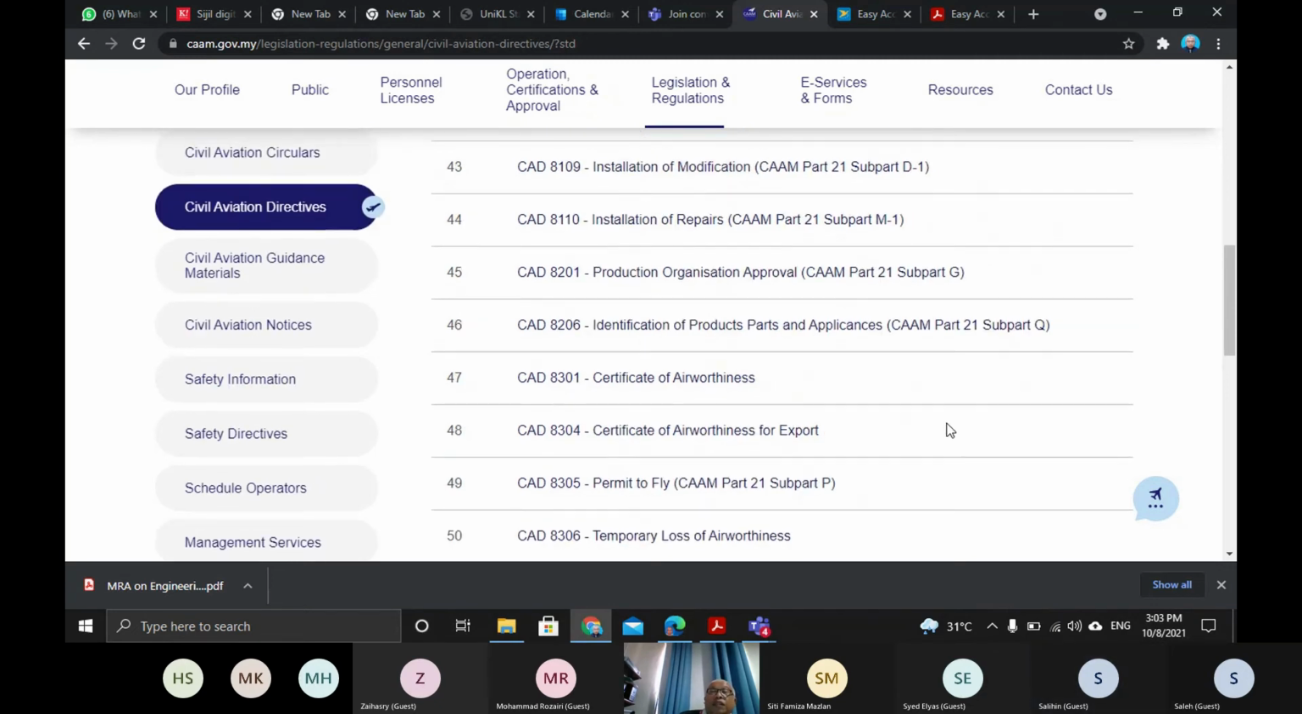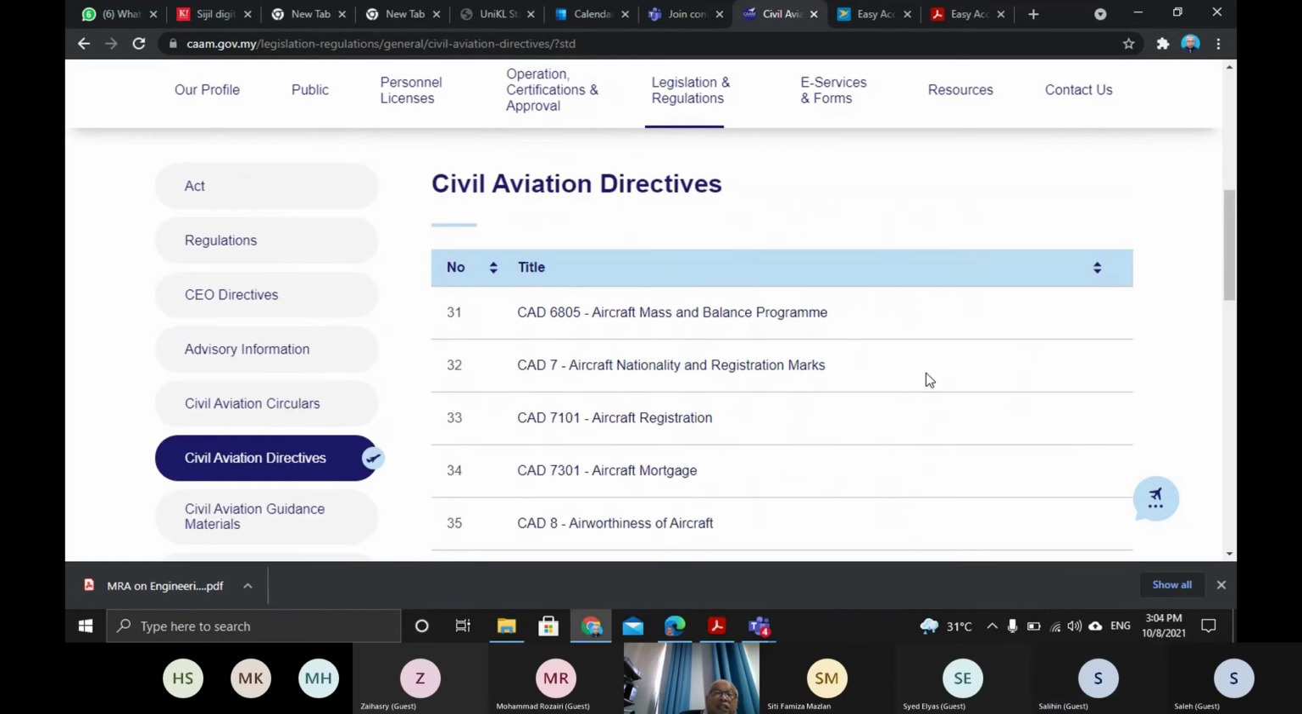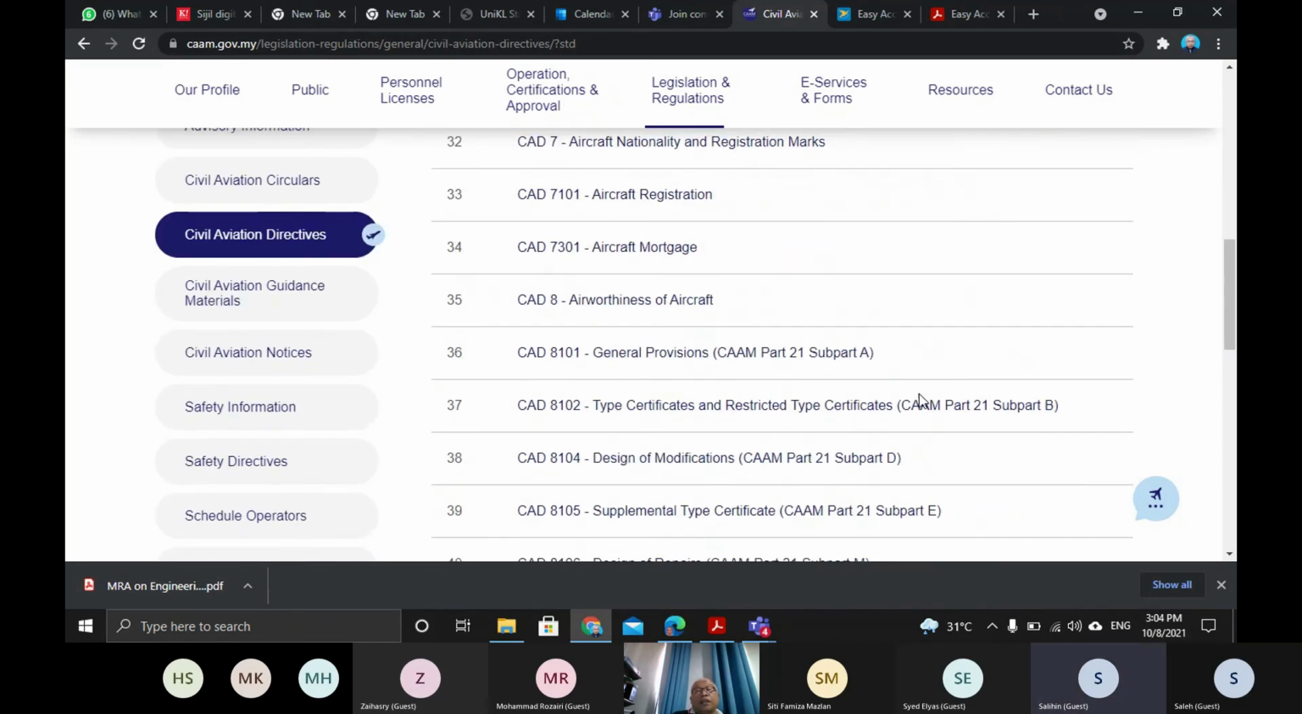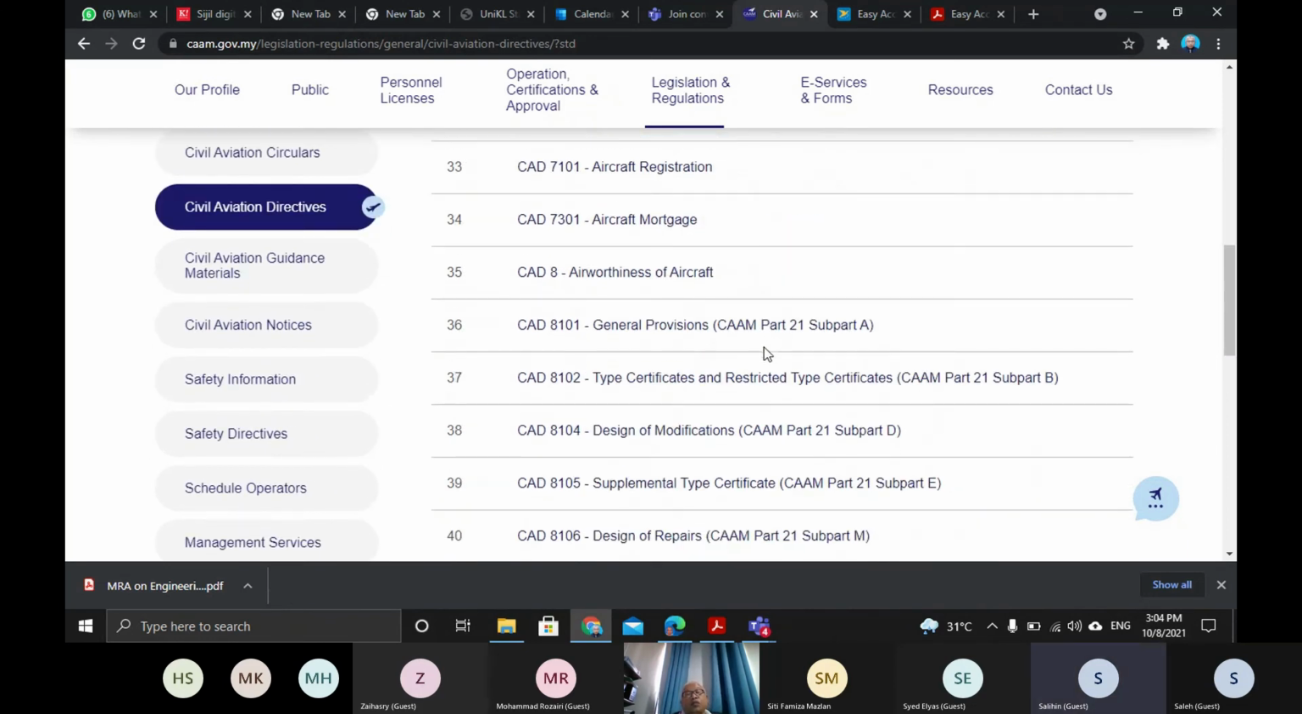In the process of designing parts and also making parts, you have to do the part numbering. That one is 8206. You are responsible to design and manufacture parts and components. You must have a system to receive, to record, and to investigate occurrences and in-service problems. You must comply with 8101.